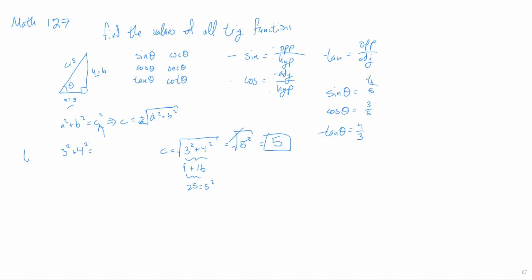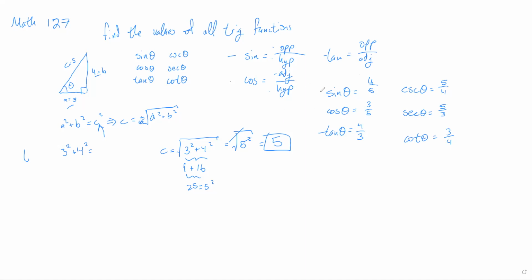And now we do the other more exotic trig functions. Cosecant is just going to be the reciprocal of sine, so we can just flip it, 5 over 4. And similarly, we flip this one, 5 over 3. Finally, cotangent, we do the same exact thing, just flip it, 3 over 4. Okay. Any questions on that? No. Okay, sweet.